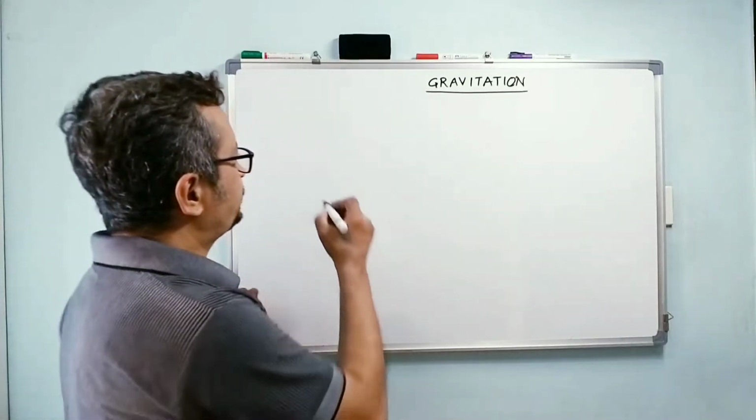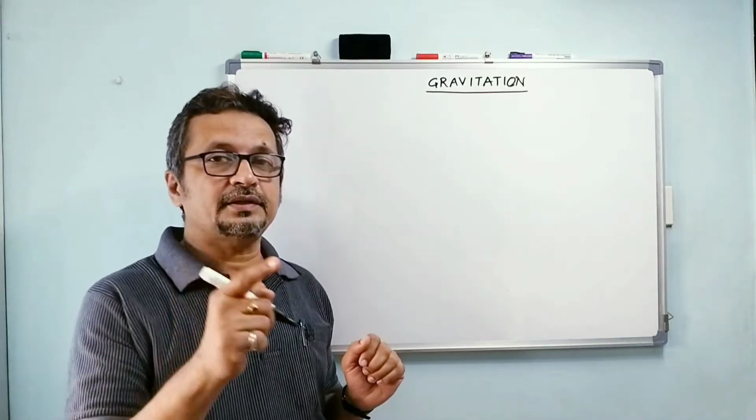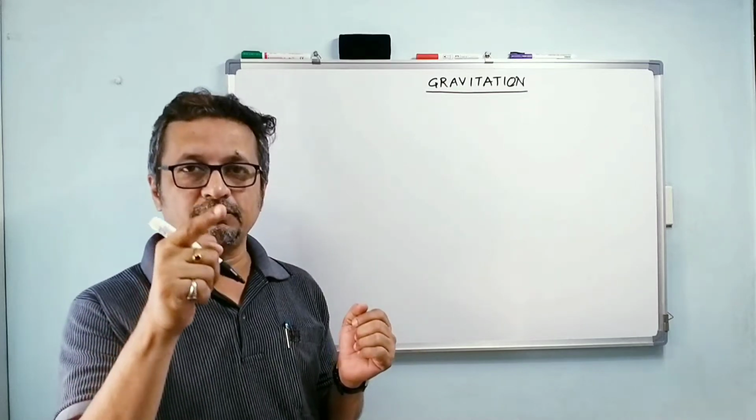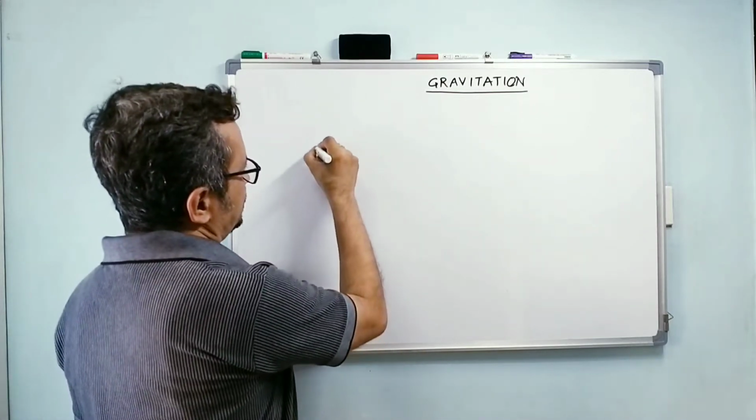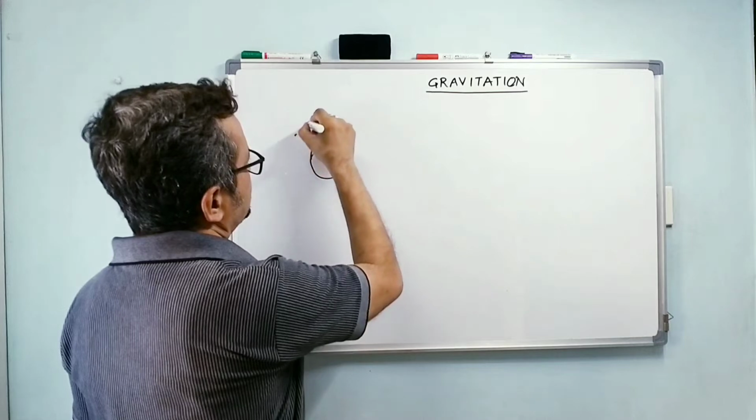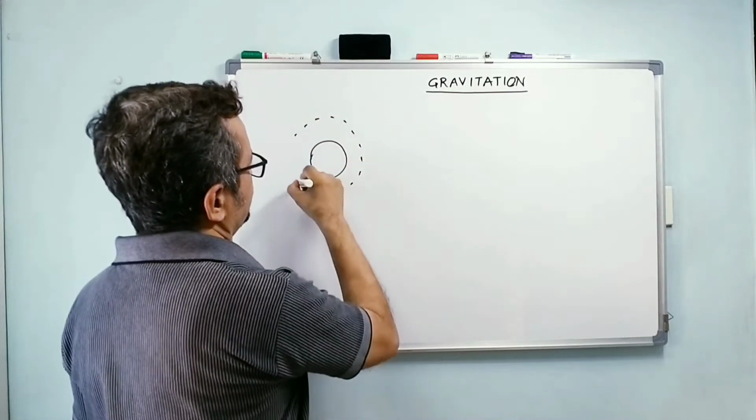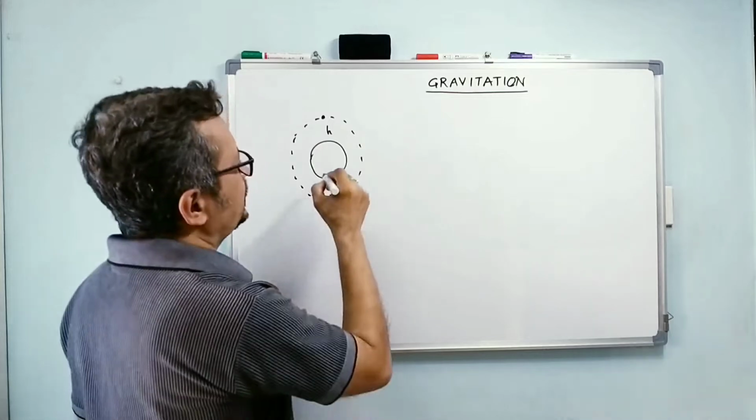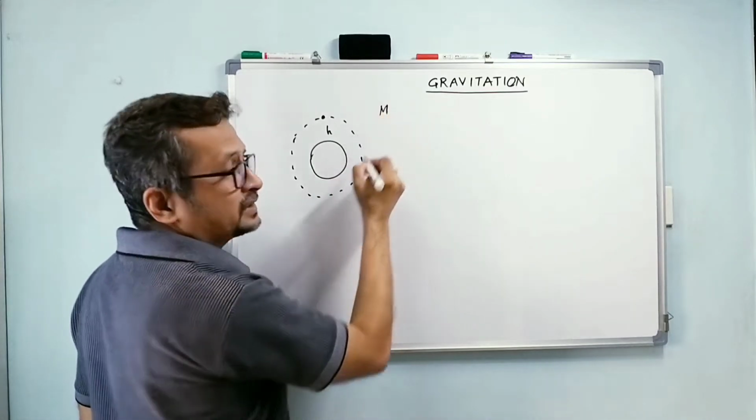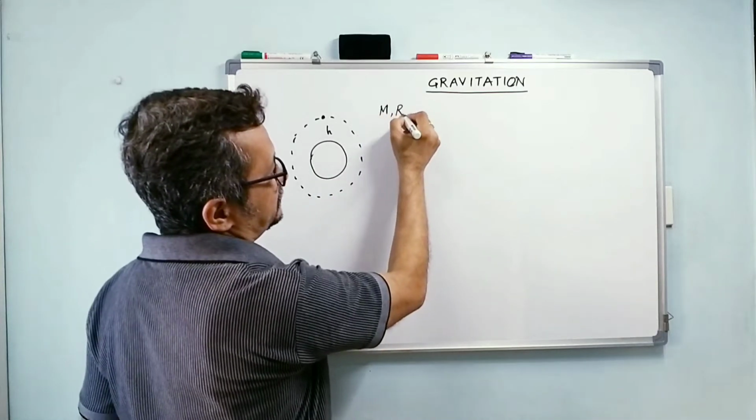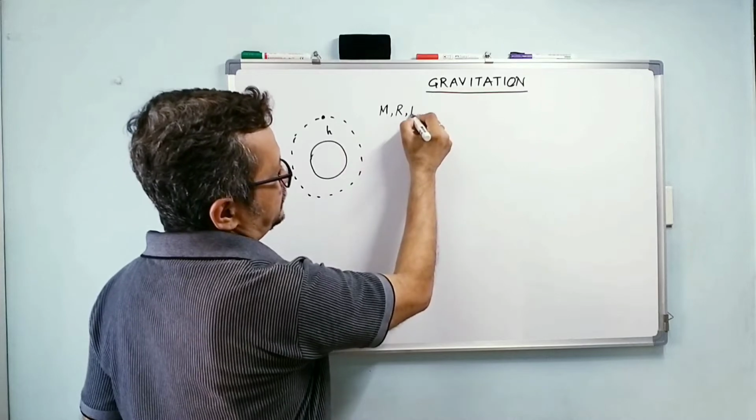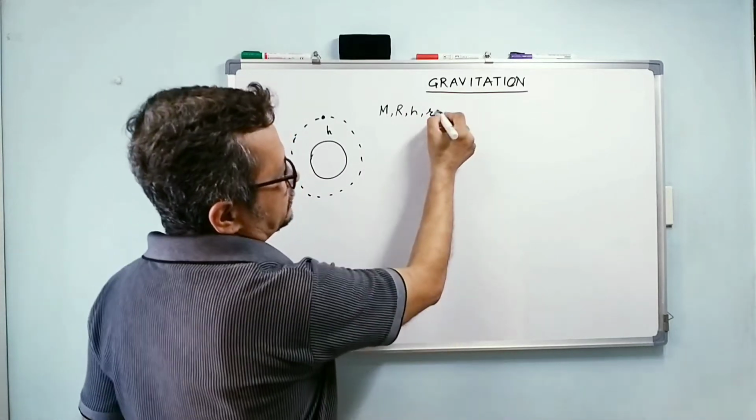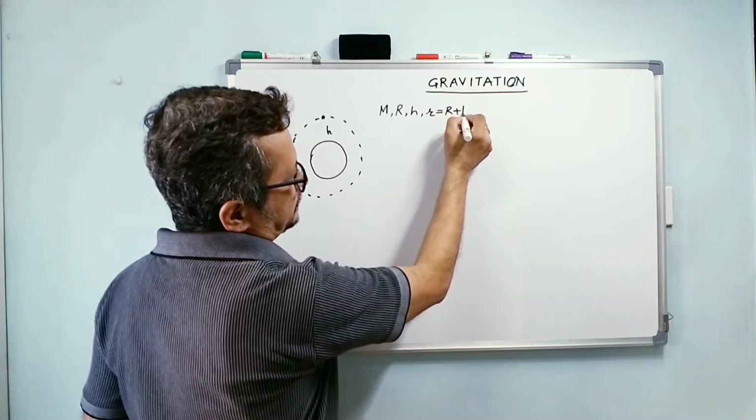Now let us try to find the acceleration due to gravity at that height. Which height? The height at which the satellite is revolving. So suppose this is our Earth and this is that orbit, and that satellite is here at a height h, right? Usual notations: mass of Earth is M, radius of Earth is R, height is h above Earth's surface, and the radius of orbit, which is small r, is equal to R plus h.